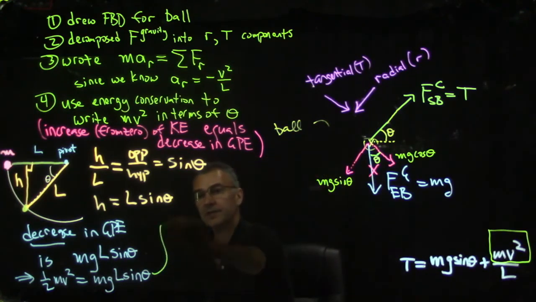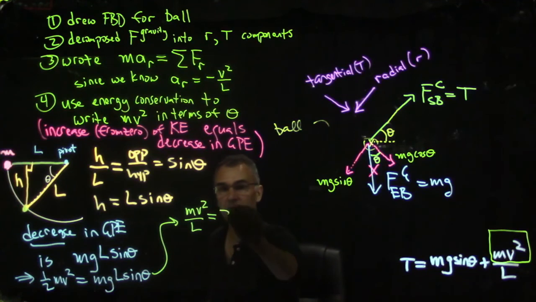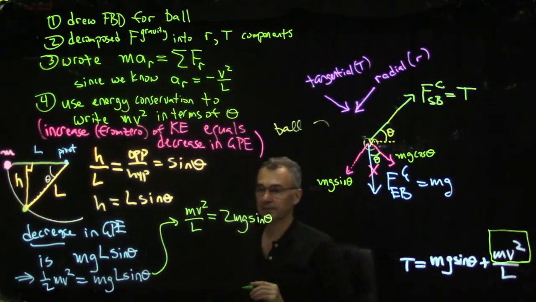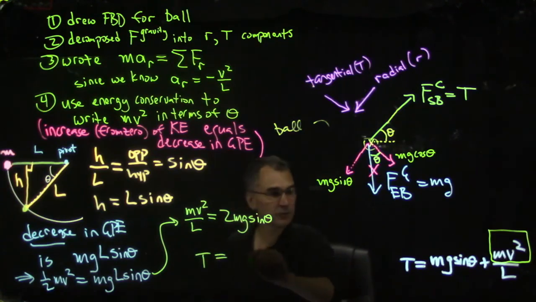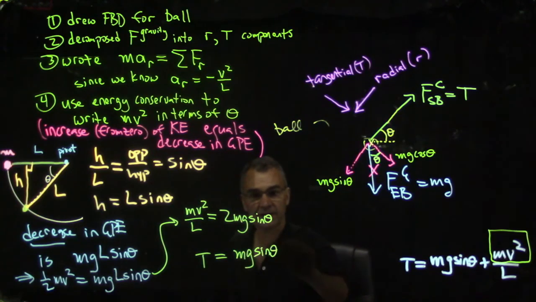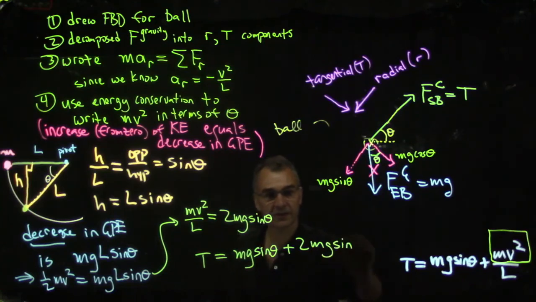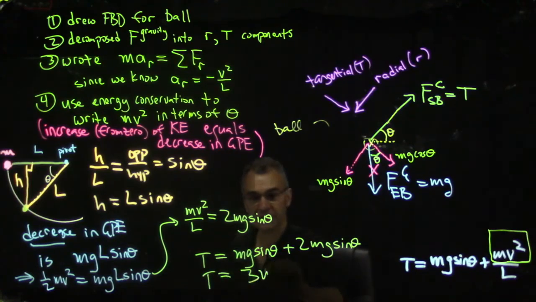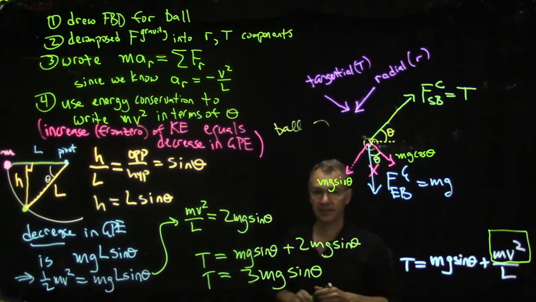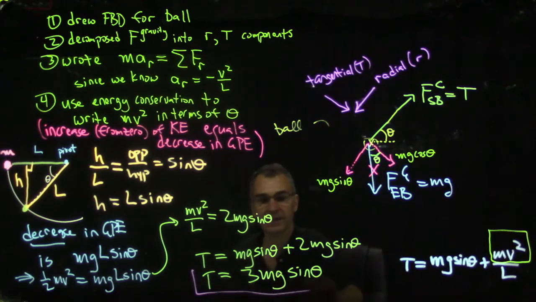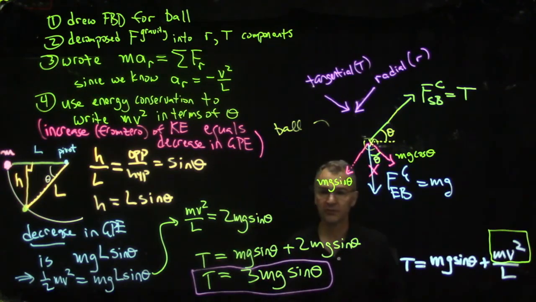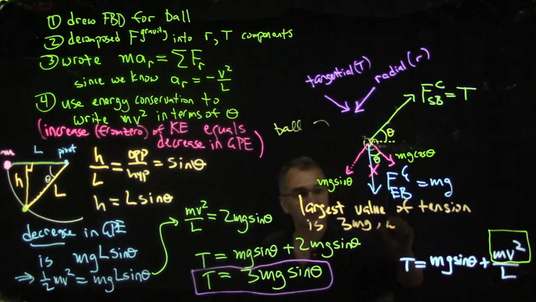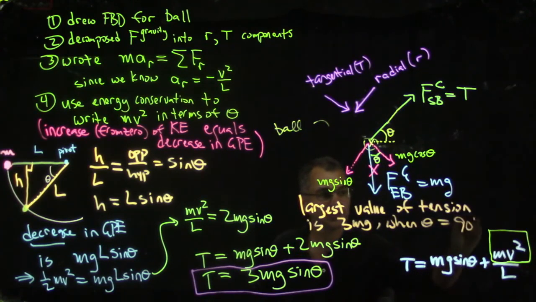So this line tells us that mv squared over L must equal 2 over L times this expression. So 2 over L times this expression is 2 mg sine theta. So that gives us that the tension equals mg sine theta plus 2 mg sine theta. Tension equals 3 mg sine theta. Whoa, so that was pretty tricky. So the tension that we get is 3 mg sine theta. So its largest value is 3 mg when theta is 90 degrees, or pi over 2 radians.